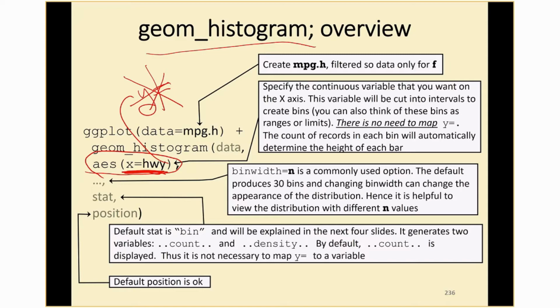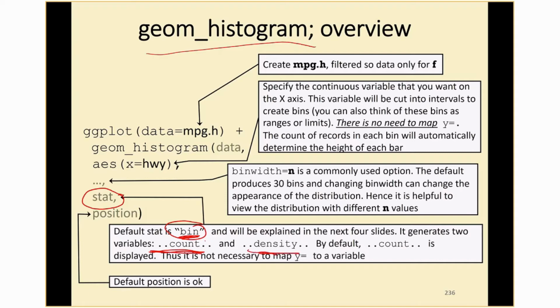Well, the next few slides will go over that in a little bit more detail, but just as a precursor, what we're going to see is that we've got down here a stat. And the default stat is going to work just fine. The default stat is called bin. And what that default stat bin is going to do is it's going to create a series of bins. And then for each one of those bins, it's going to create a couple of variables, count and density. And this is the one that's really important.